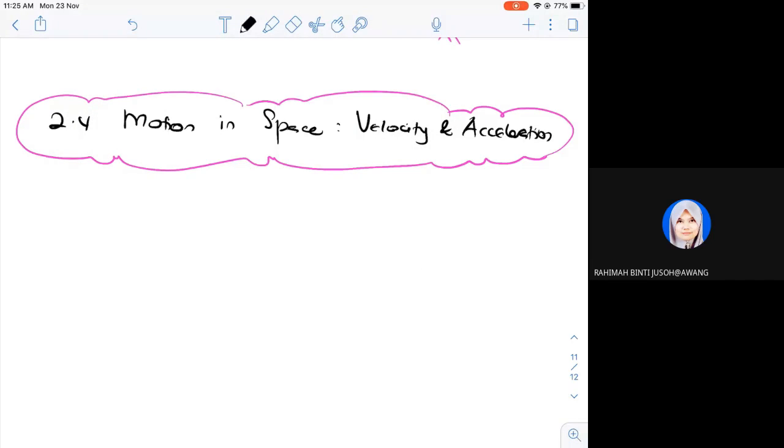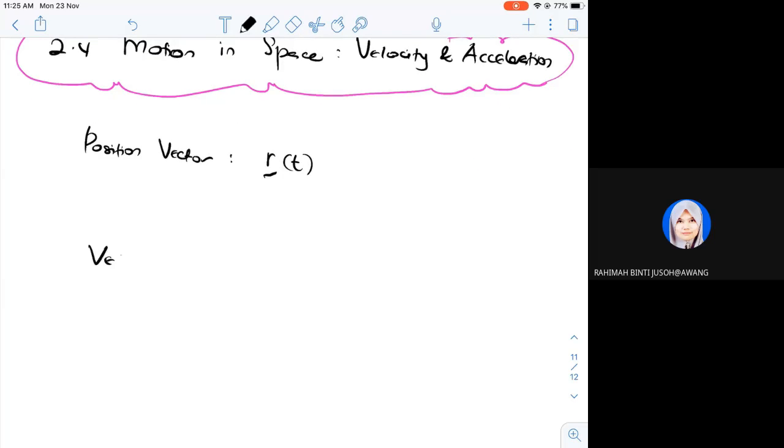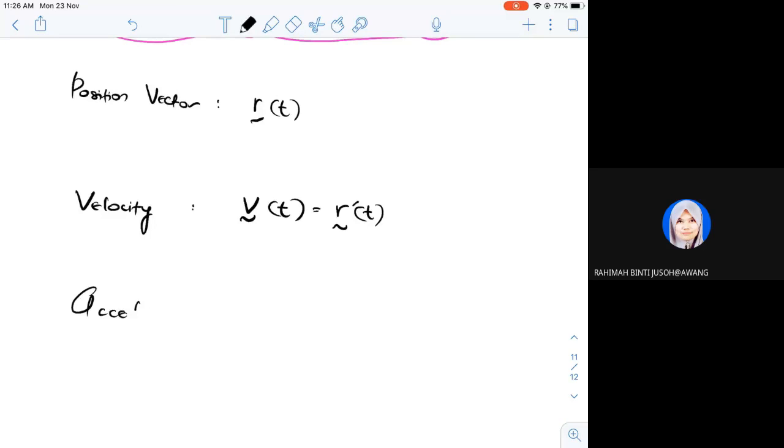I will simplify this topic for you. First we have the position vector, position, kedudukan. The formula is r(t). Position is r. Number 2, we will have velocity, denoted as v(t), which is equivalent to r prime(t). You have to differentiate your position vector. Next we have acceleration, a(t), which is v prime(t). You have to differentiate your velocity, or differentiate your position vector twice.